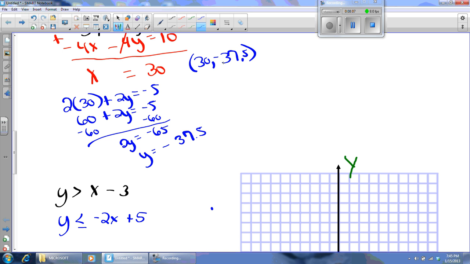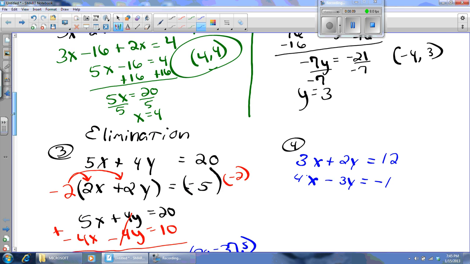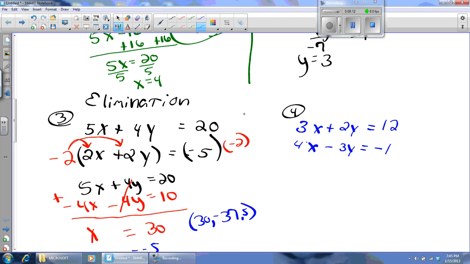And there you go. Okay, let's look at problem number 4. This one's a little bit more work because I have to multiply both equations. And I like the fact that I have a positive 2y and a negative 2y. So I'm going to multiply the top equation by 3 and the bottom equation by 2.